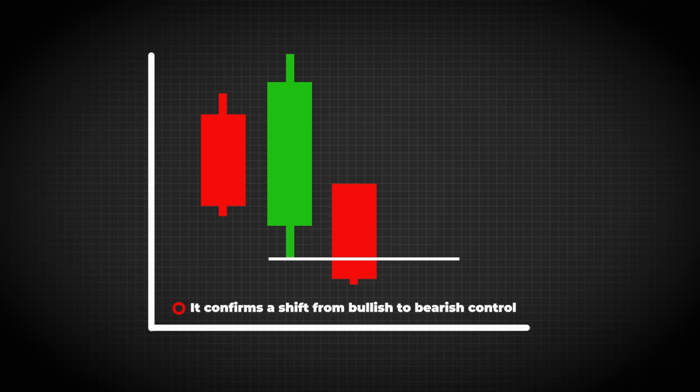Now, this often signals that market makers are trapping breakout traders, pushing price slightly above previous highs to lure in buyers before reversing downward. And when this happens, it's a sign that institutions or large traders may be offloading their positions. Now, if the next candle breaks below the outside bar's low, it confirms a shift from bullish to bearish control.